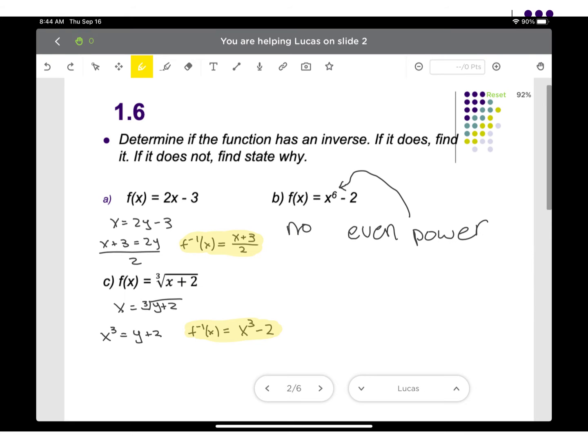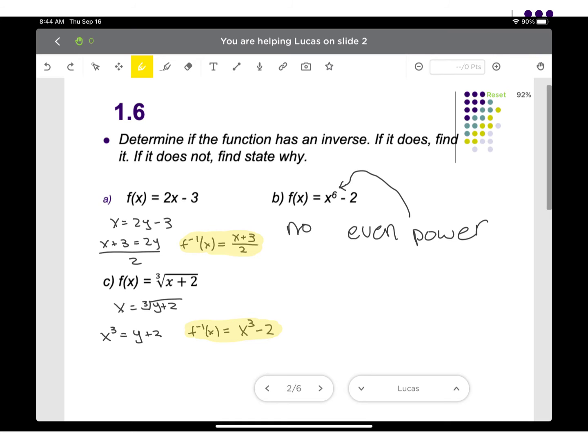Then came 1.6. So this was our inverses. A had an inverse because x is not raised to an even power or an absolute value. Switch the x and the y, solve for the new y, and then last step, make sure you make it f -1 of x. Oh, don't let me forget, that last one was yours. Okay, this is Lucas. So then you get f -1 of x equals x plus 3 over 2.